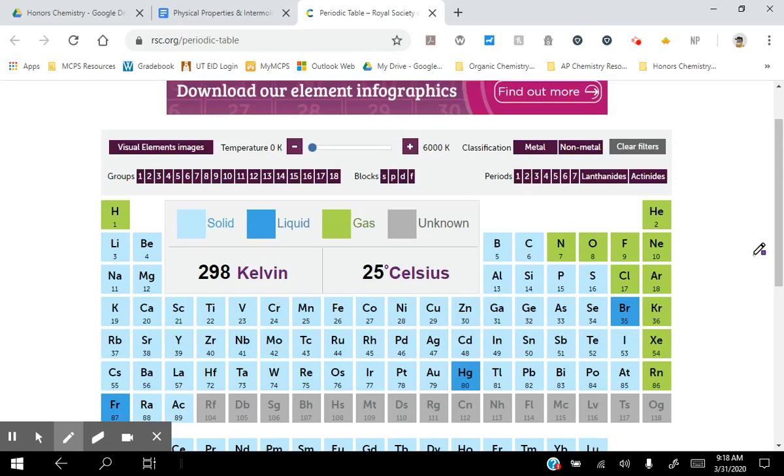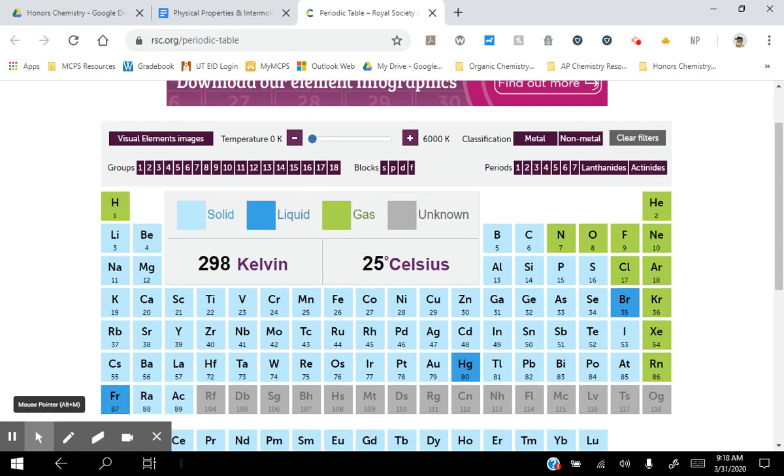Hello, class. In this lesson, we are going to look at different physical properties and how they relate to the intermolecular forces that a molecule experiences. First thing I wanted to do was look at this periodic table. This is a great interactive periodic table from the Royal Society of Chemistry, which is rsc.org, periodic-table, if you want to experience this for yourself.